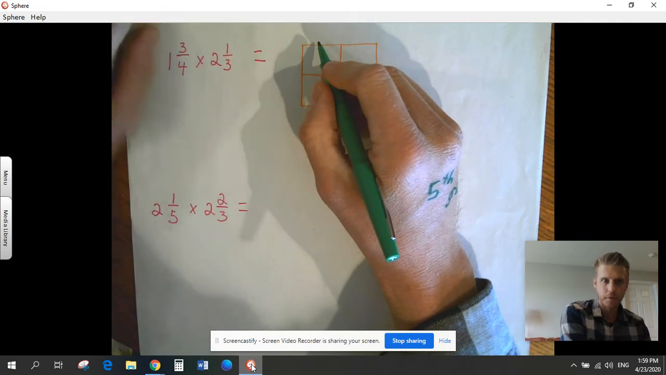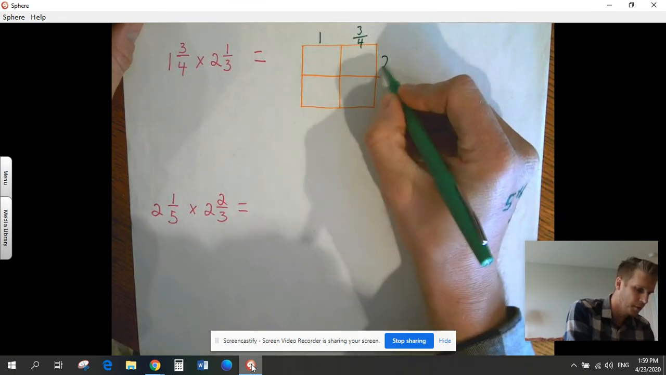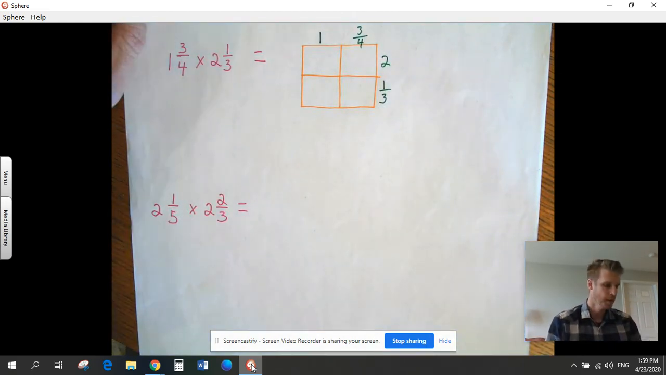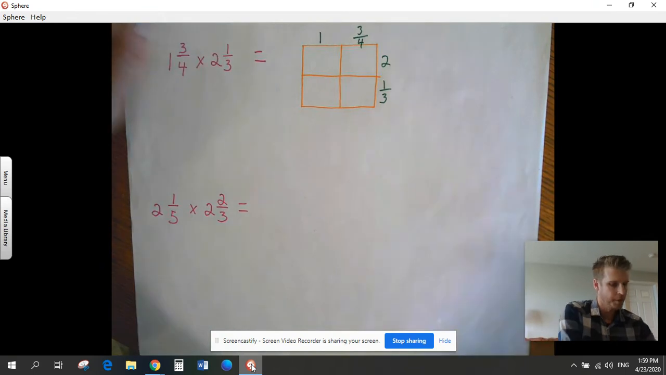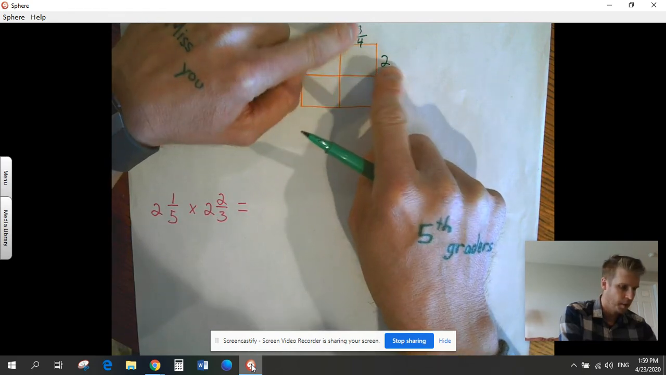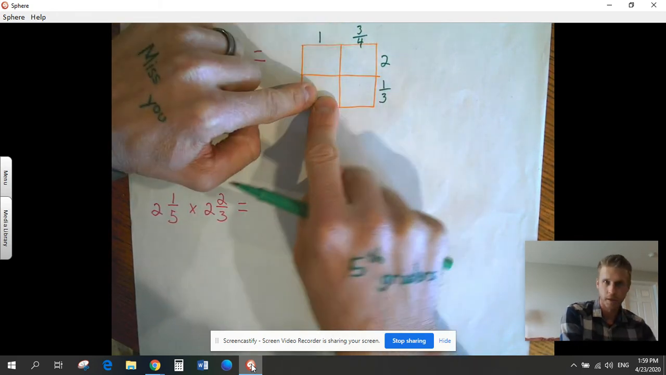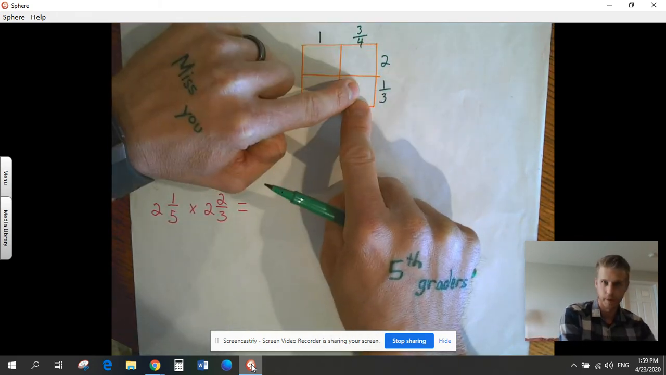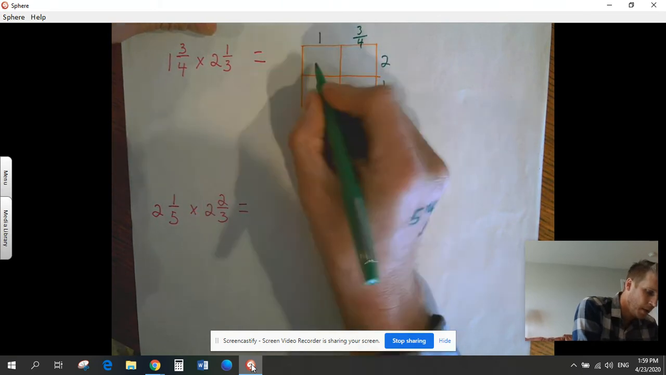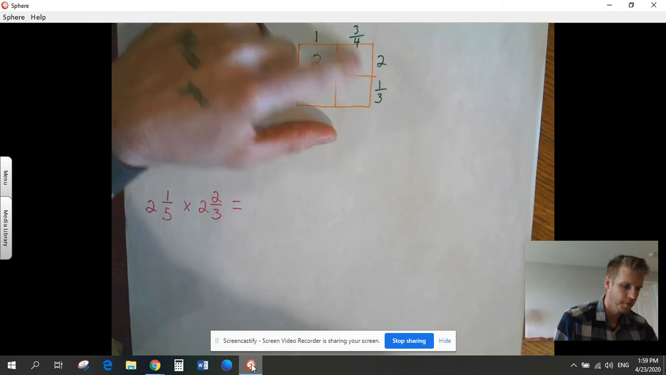I'm going to go 1 3/4 up top, and I'm going to go 2 1/3 on this side. Okay, so it's just like Battleship, just like coordinate grids, where wherever the numbers intersect, that box is where you'd put the answer. So right here would be 2 times 3/4. Right here would be 2 times 1, 1 times 1/3, and 3/4 times 1/3 would go here. So I'm going to start with the easier ones. Right here is 1 times 2, which equals 2. That's the easiest one. All right, now I'm going to go 2 times 3/4.